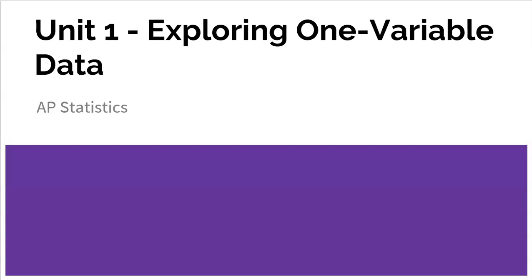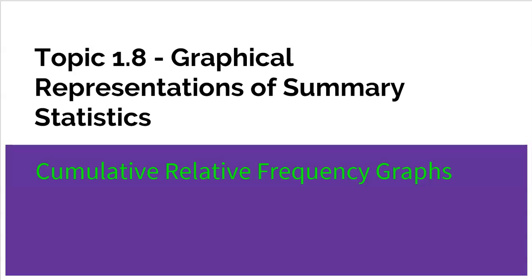Welcome to Unit 1, Exploring One Variable Data for AP Statistics. In this video, we're going to tackle Topic 1.8, Graphical Representations of Summary Statistics. This is Part B of Topic 1.8, where we're going to look at a very special type of graph called a cumulative relative frequency graph. Some people call them ogives, but our normal technical full name is a cumulative relative frequency graph. That's what I'm going to call it.